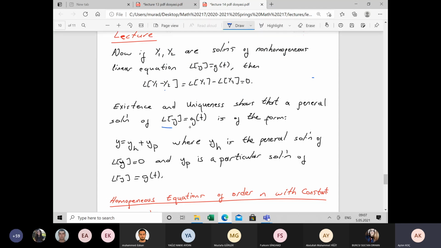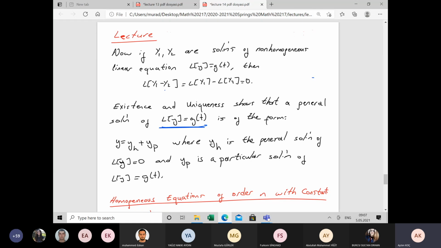Consider the non-homogeneous equation here. We claim that the general solution of the non-homogeneous equation has this form: the sum of the general solution of the homogeneous part, y sub h, and a particular solution of the non-homogeneous equation, y sub p.